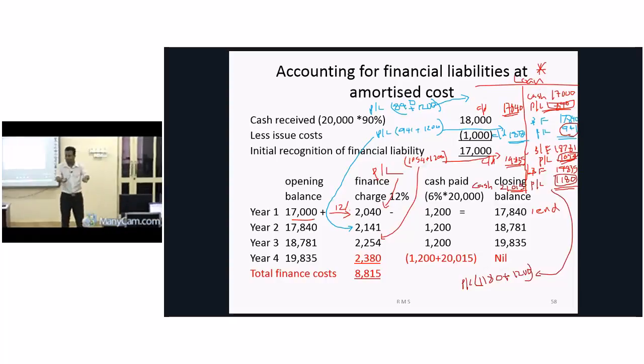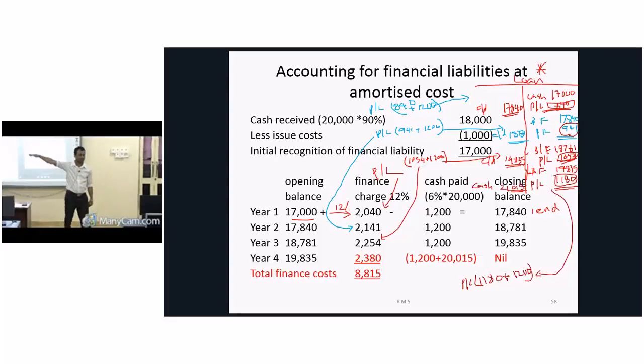If we pay a documentation charge on a loan we are taking, we recognize it as an expense, but according to the financial instruments standard it is wrong. That expense should be amortized over the loan period. That is the meaning here. Understand? So you have to be careful with this.